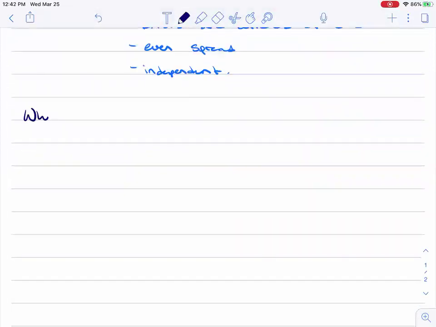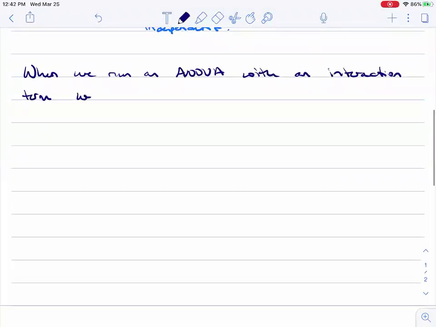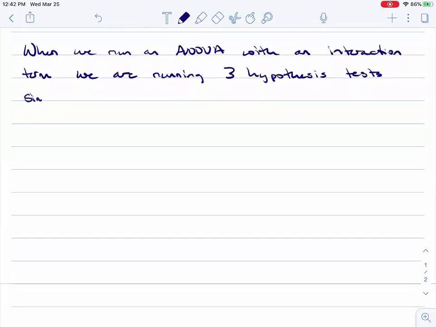So when we run an ANOVA with an interaction term, we are running 3 hypothesis tests simultaneously.